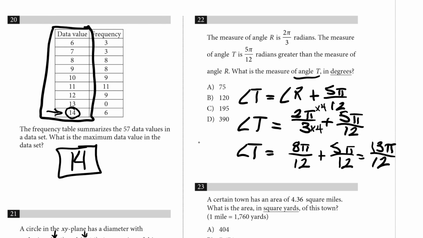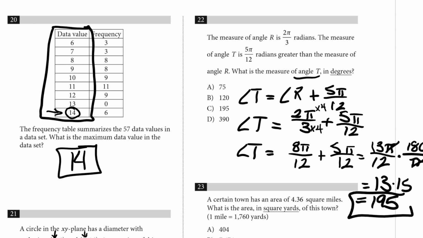When we have 13 pi over 12, the way that we turn this measure from radians to degrees is by multiplying by 180 over pi. The pi on top and the pi on the bottom cancel, and we can simplify 180 and 12. 180 divided by 12 gives us 15. And this will be 13 times 15, which gives us 195. So the answer is 195 degrees.